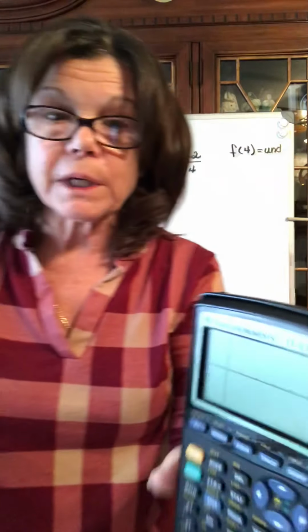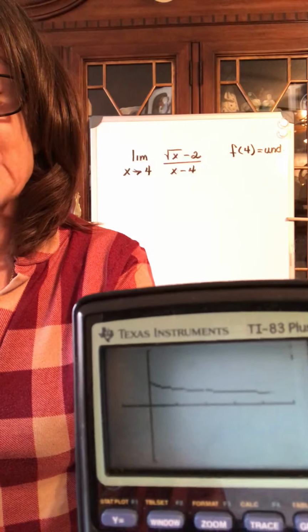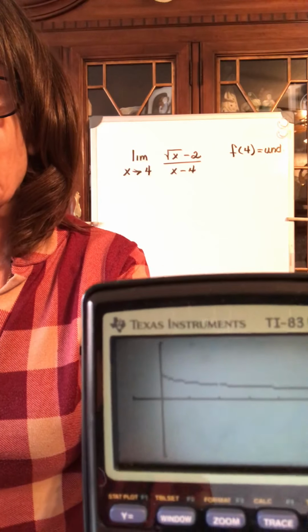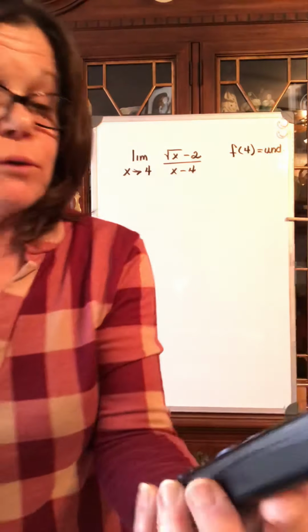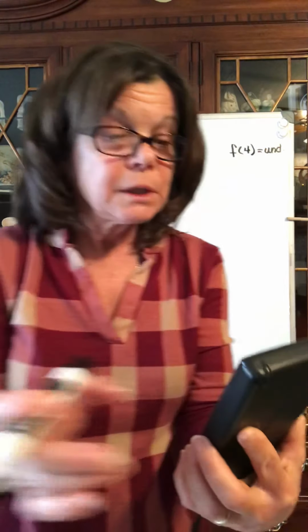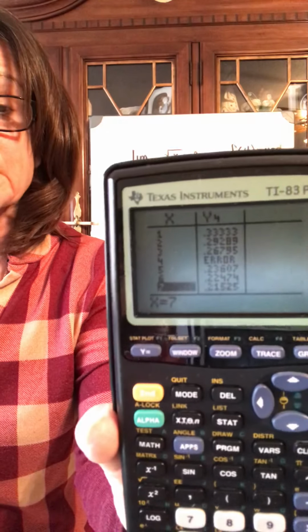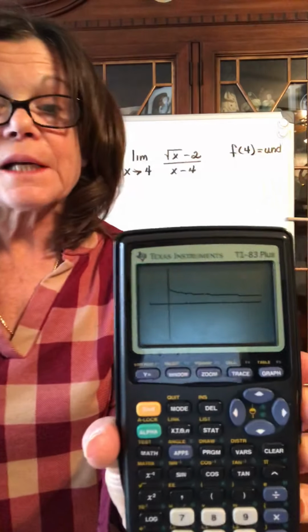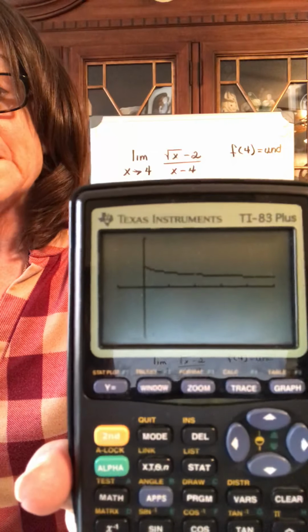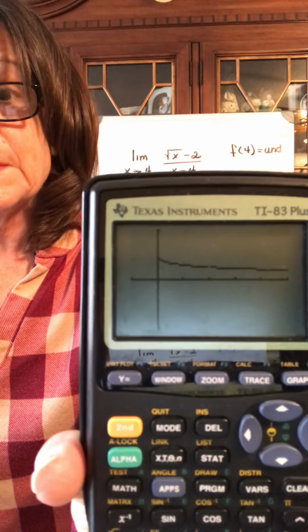And now when you look at the graph, you can see there's a hole right there in that graph where x is 4. And if you take a look at your table of values, where x is 4, there's an error message. So definitely the function is undefined at an x value of 4. Okay, but again, looking at the graph, as x is approaching 4 from the left and the right, you can see it's coming to the same y value. It's converging in the same y value.